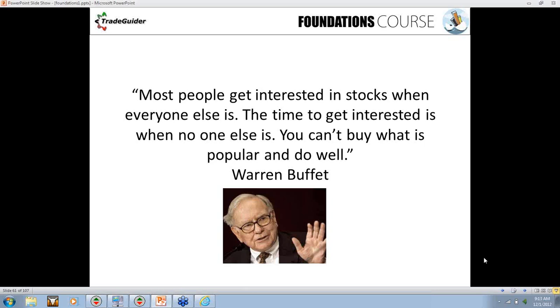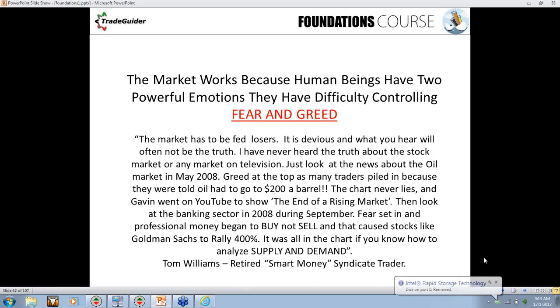So the reason that the basics of VSA work is because we can understand why the market does what it does. The market works because human beings have two powerful emotions they have difficulty controlling: fear and greed. This is what Tom said. The market has to be fed losers. It is devious, and what you hear will often not be the truth.